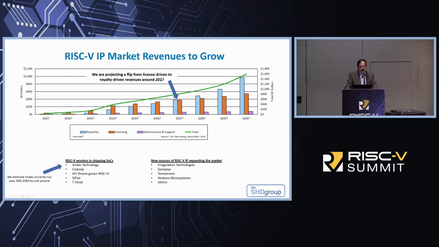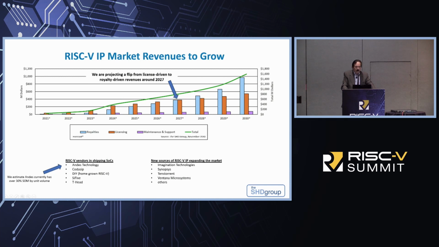We also put on the bottom of that slide some bullet points. So in doing the analysis and collecting the data for this report, we interviewed over 30 companies so far, and counting. We were able to determine that Andes currently has over 30% of the share of market by volume for RISC-V.